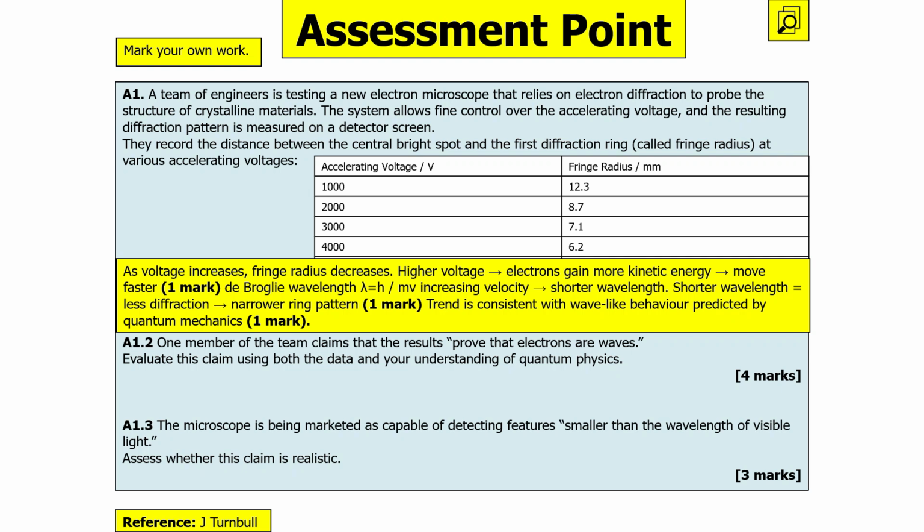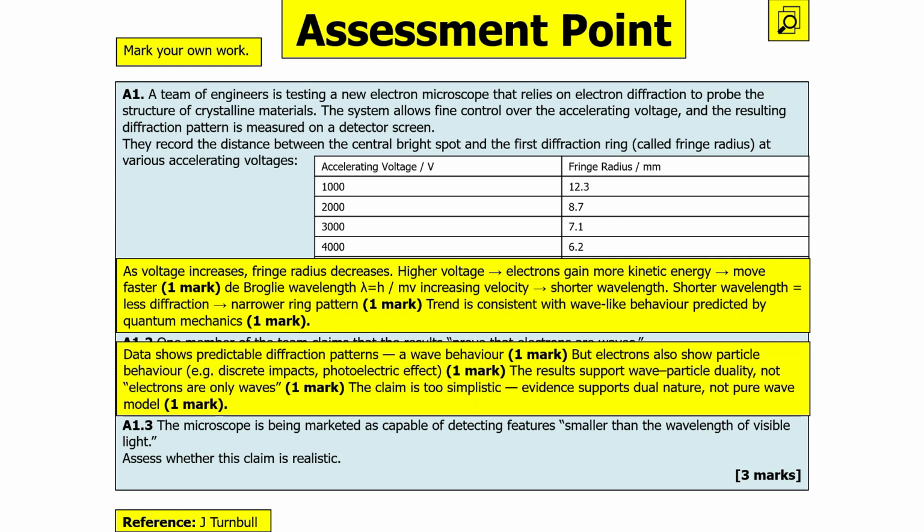predicted by quantum mechanics. Now, the data shows predictable diffraction patterns, which is wave behaviour, but electrons also show particle behaviour, such as the photoelectric effect. So the result supports wave-particle duality, not that electrons are only waves. The claim is too simplistic. Evidence supports a dual nature, not a pure wave idea.